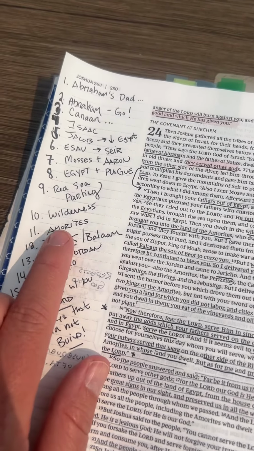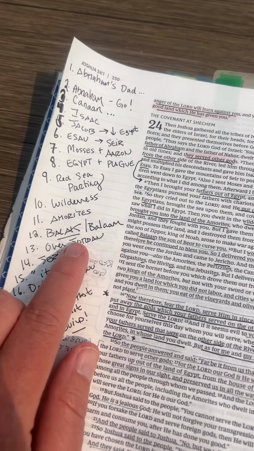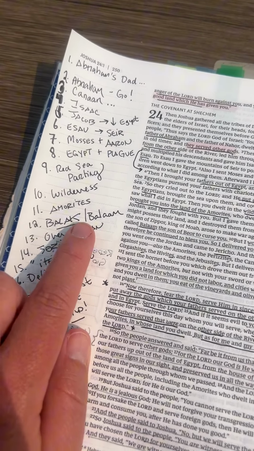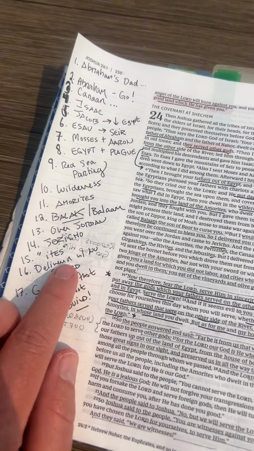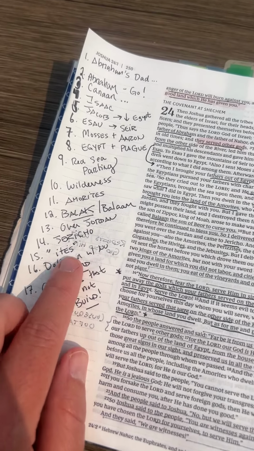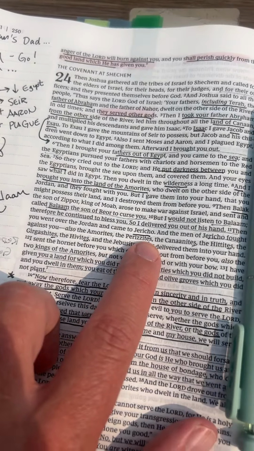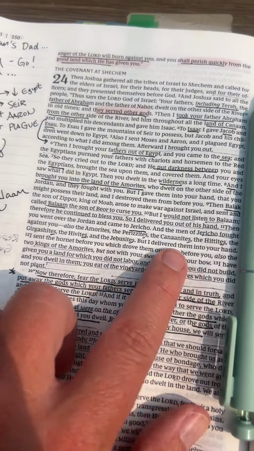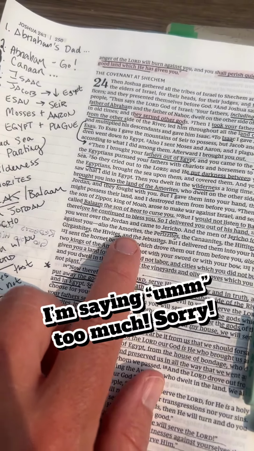I have to go study more about this. I'm not familiar with the Amorites. I am familiar with Balak and Balaam. Oof, that is an interesting story. The Israelites cross over the Jordan. They take over Jericho. There's the ites, all these ites, for example, like the Perizzites and the Hittites, etc., etc. Joshua talks about them. I need to go study about that.